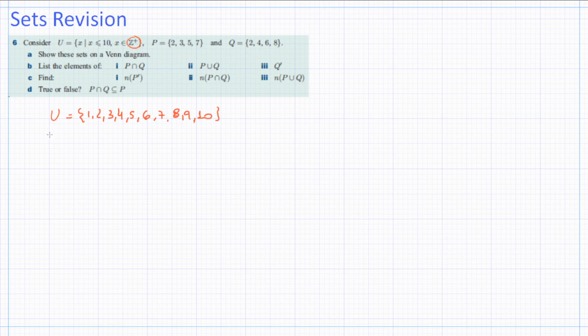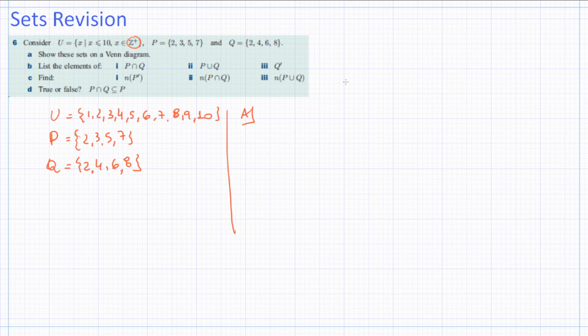Right? P seems to be just the prime numbers of the set. So it's 2, 3, 5, and 7. And Q seems to be the even numbers, but it's not taking 10 into consideration. There you go. So, letter A.